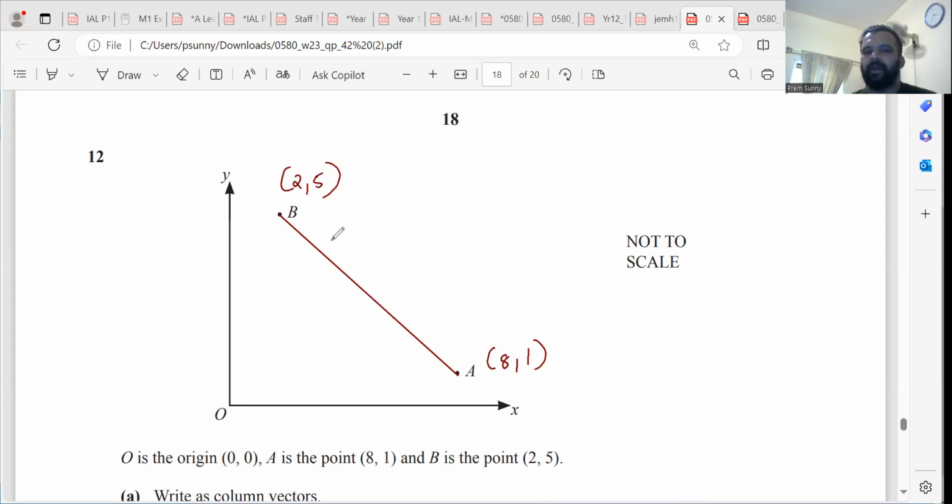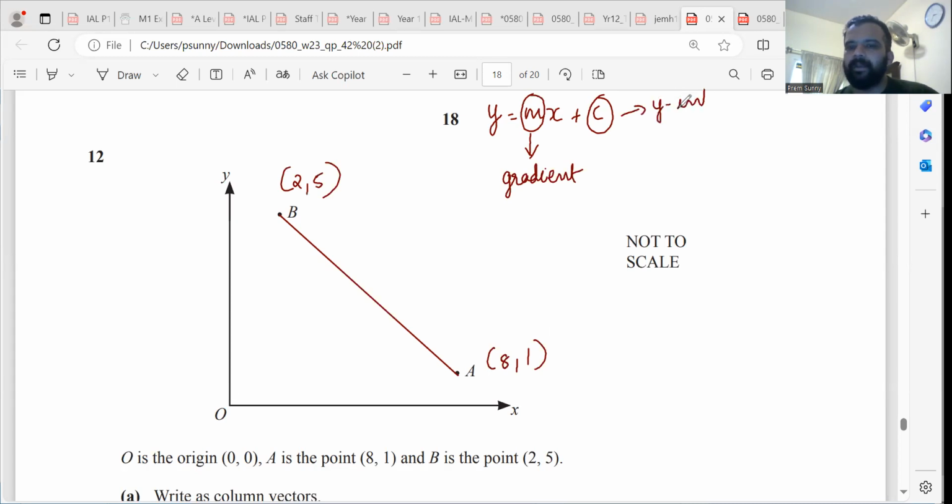Now, the equation of a line is always in the form y = mx + c. y and x will always be the same. Our duty here is to find m and c. m is called the gradient or slope and c is called the y-intercept. The y-intercept is the point at which the line cuts the y-axis, and gradient is change in y divided by change in x. That is the formula. Now, let's first find the gradient here. m and c are the two values that we need to find.